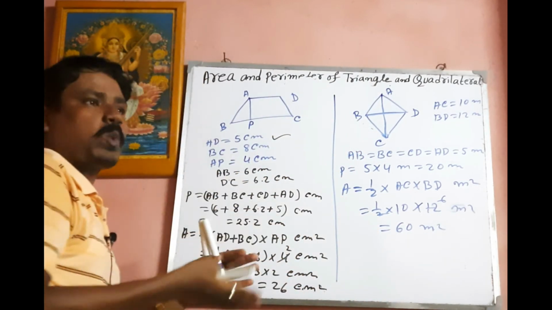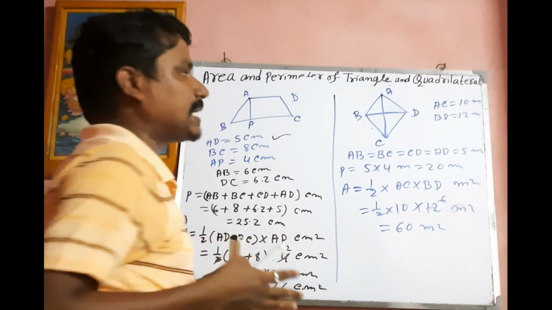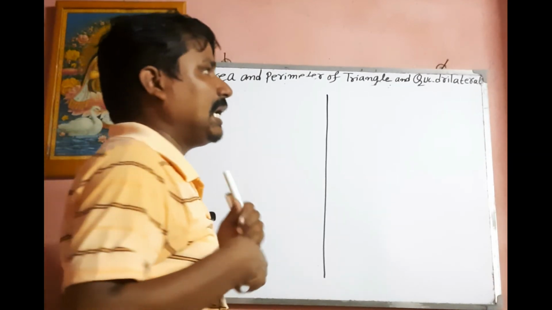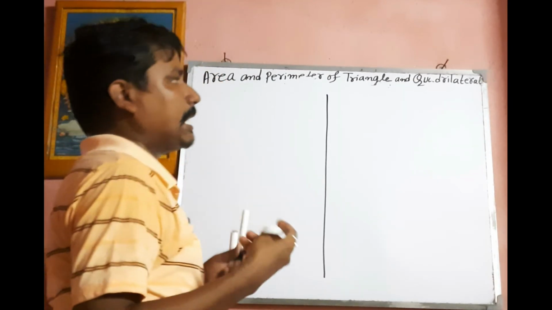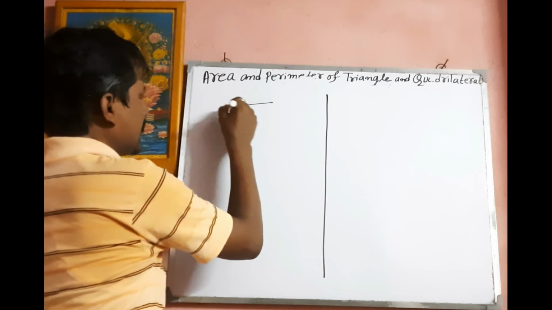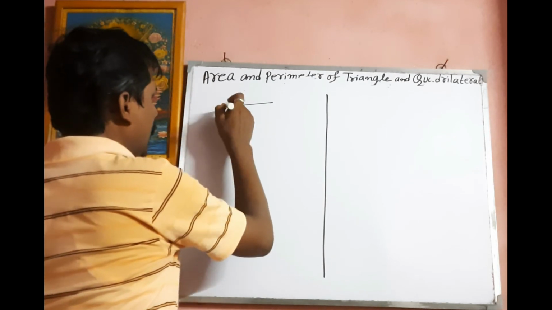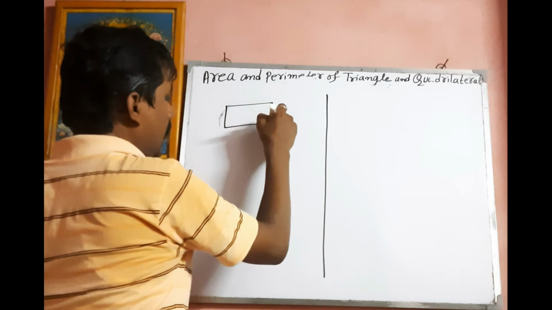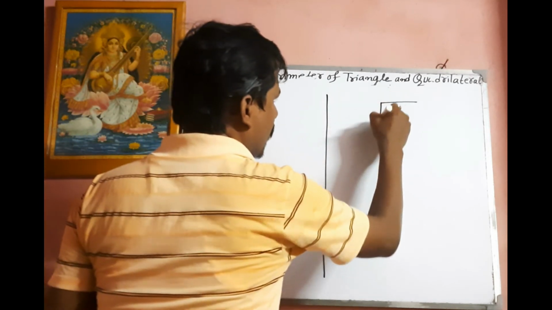Now we move to the next part. There are another two types of quadrilaterals. Now we are discussing the last two types of quadrilaterals. There is a rectangle and a square.